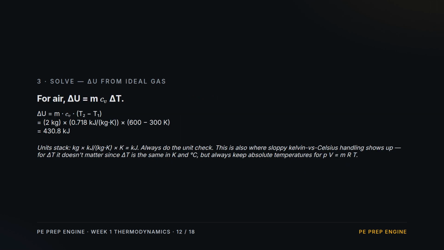Step 3. Change in internal energy. For an ideal gas, delta U equals m times Cv times delta T, 430.8 kilojoules. For a delta T, Kelvin or Celsius gives the same value. But for absolute temperatures in PV equals mRT, use Kelvin.